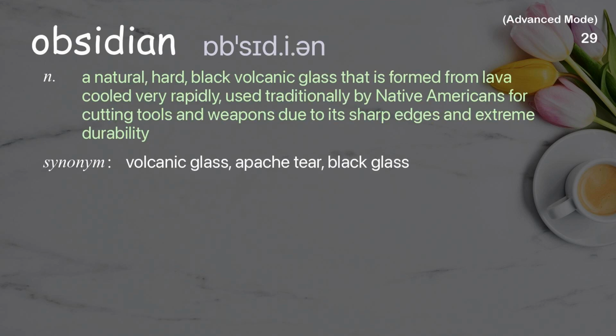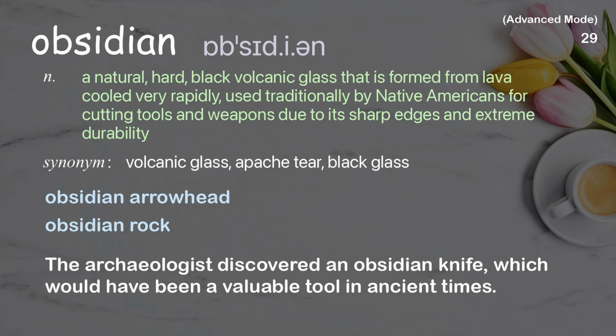Obsidian. A natural, hard, black volcanic glass that is formed from lava cooled very rapidly, used traditionally by Native Americans for cutting tools and weapons due to its sharp edges and extreme durability. Examples: obsidian arrowhead, obsidian rock. The archaeologist discovered an obsidian knife, which would have been a valuable tool in ancient times.